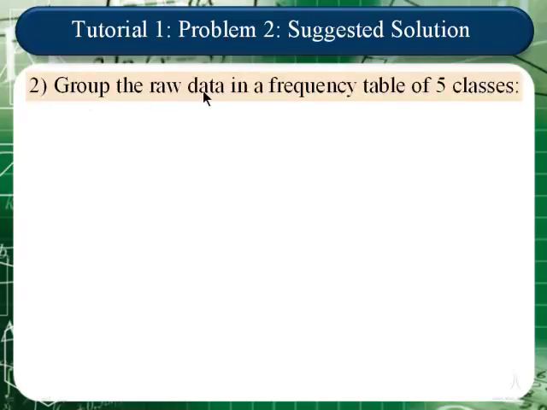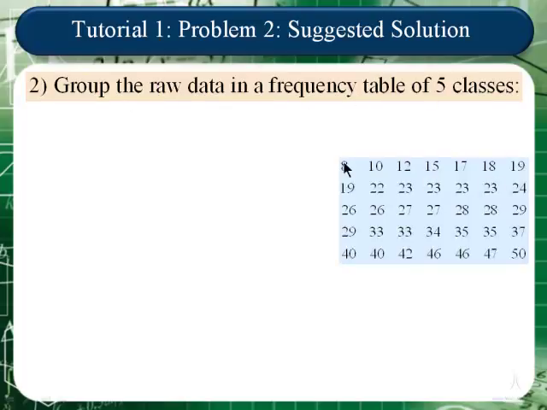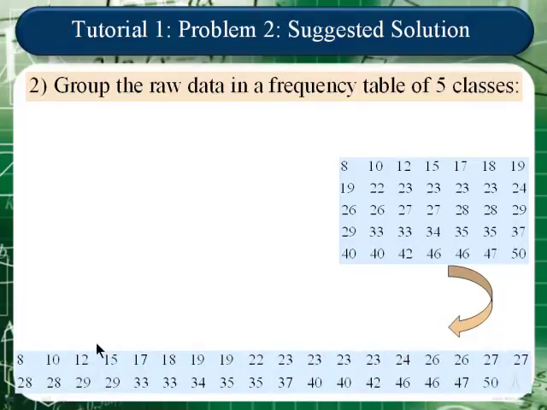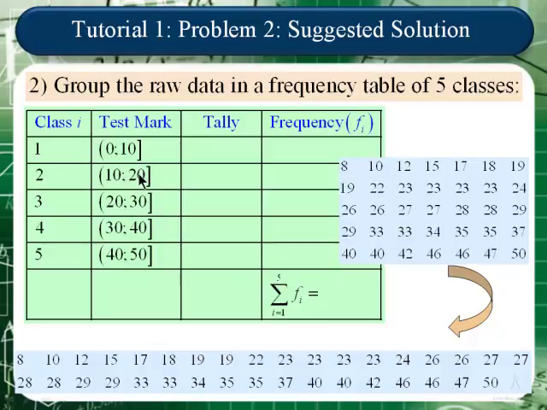Let us look at a suggested solution to problem 2 from tutorial 1. You need to group the raw data in a frequency table of 5 classes. If I make use of the ordered data which we obtained from the previous activity, then, to make it a little bit easier, instead of having 5 rows, I could arrange it in that same order but now in 2 rows. And then I can easily construct the frequency distribution table.